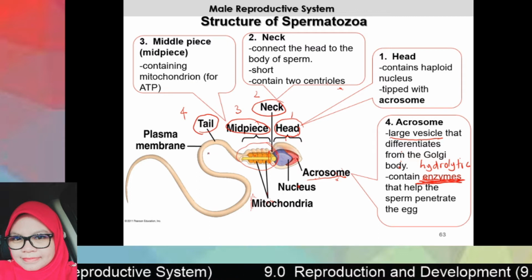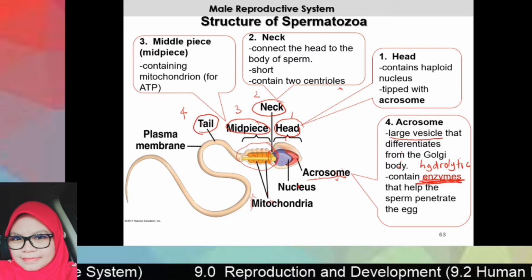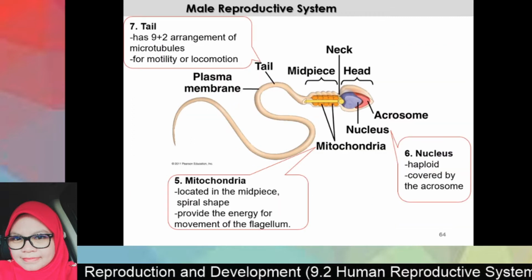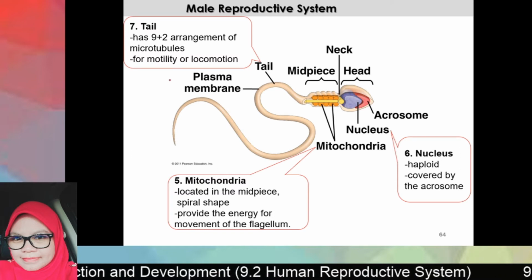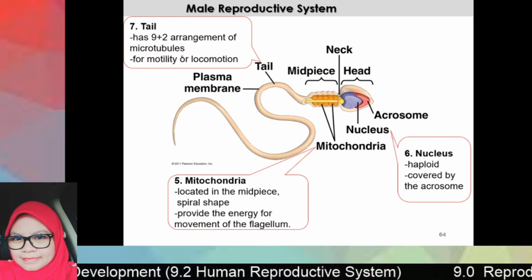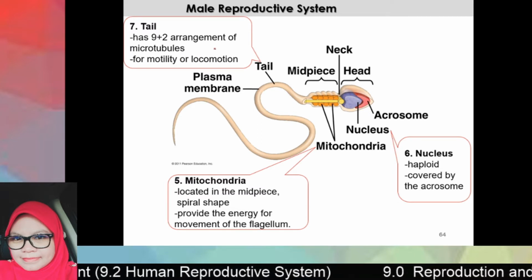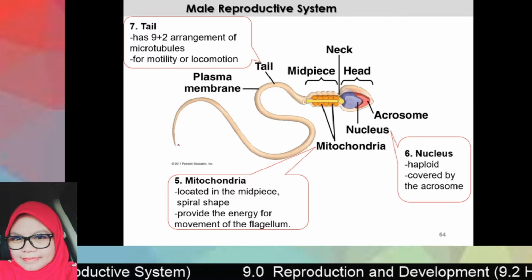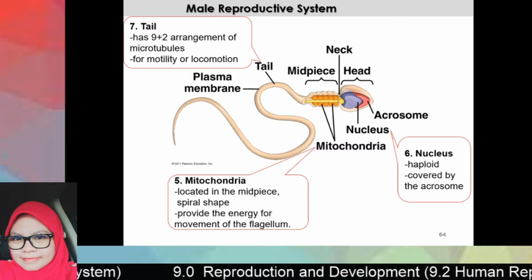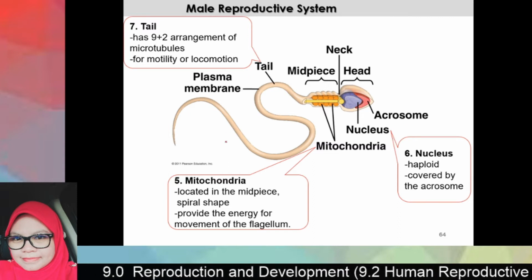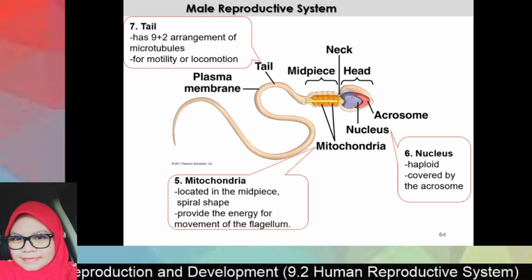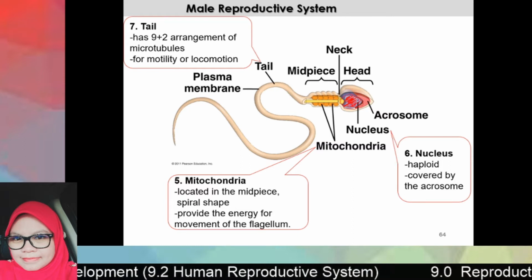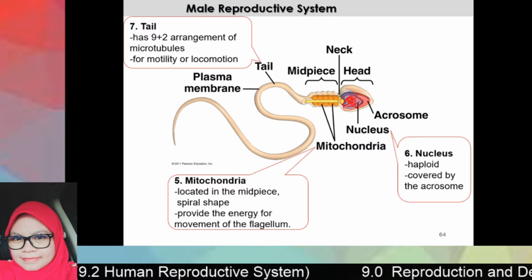Next is the tail. The tail of the spermatozoa is made up of flagella, with a 9 plus 2 microtubule arrangement. The importance of the tail is for motility and locomotion. Alright, so for all these parts, the nucleus is the most important part, because only this area will fertilize with the egg.